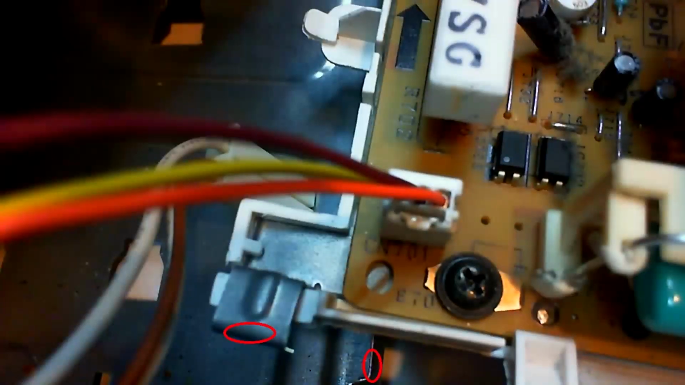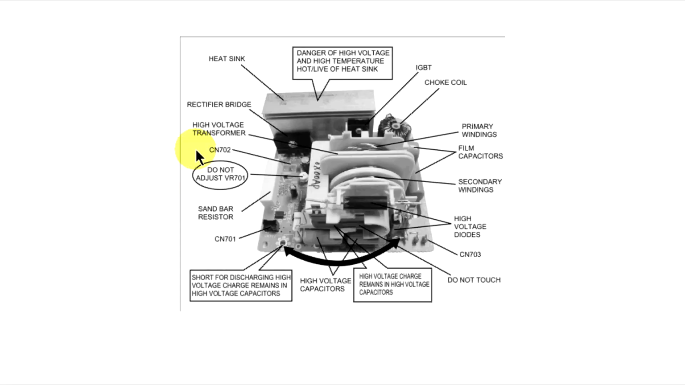If you decide to take measurements on this inverter board while it's disassembled, make sure that these two parts that are circled here are actually connected. So that part of the inverter board needs to be connected to the chassis, because that's the return path for the magnetron.